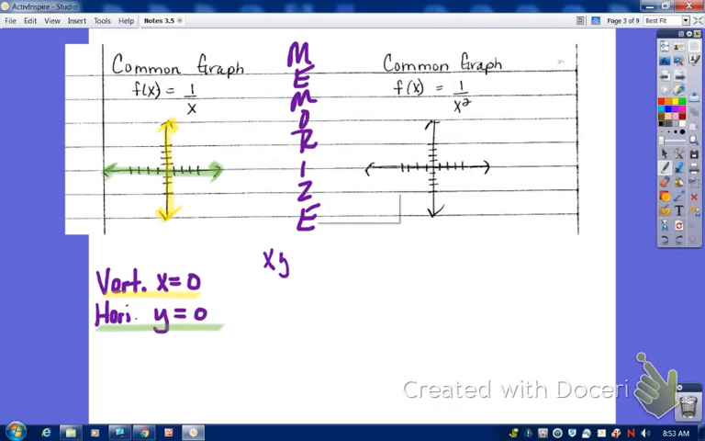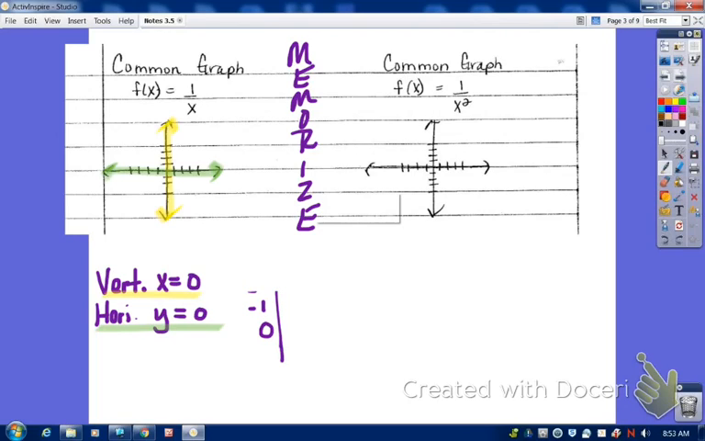So when you make a t-chart, you pick your x's around your vertical asymptote. And what value can x not be? 0. So you're going to put 0 slap dab in the middle of your t-chart. You're going to pick a few x's to the left of 0.